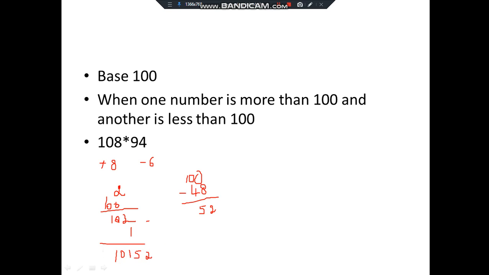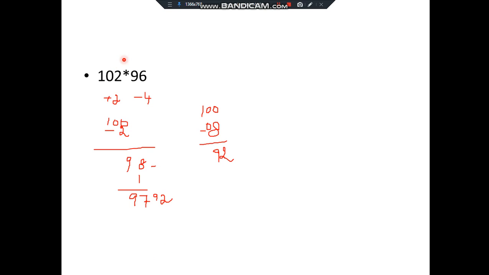Hope you understand. We'll try one more problem. See, 102 into 96. 102 is plus 2 and 96 is minus 4. Now add both. 2 plus minus 4 is minus 2. So 100 minus 2, 98. Keep this and multiply. 2 into minus 4 is minus 8. So we have to get a positive number, so subtract it from the base 100. 100 minus 8 is 92. Now, I told you one more point to remember is we have to subtract 1 from what we get. So, 98 minus 1 is 97 and attach that multiplied 92 to this. So, 9792 is the answer.